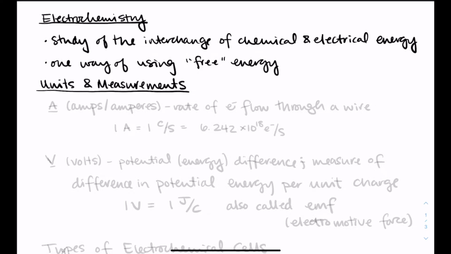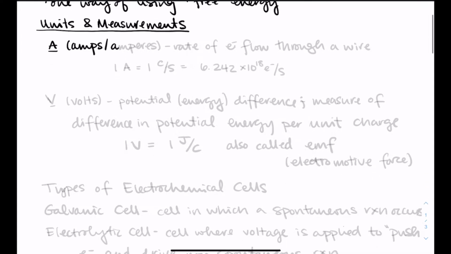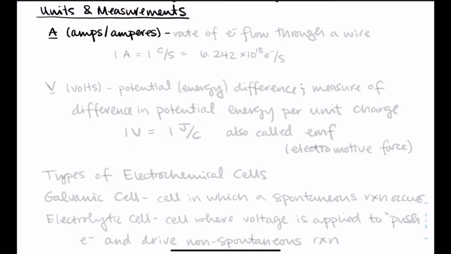So amps, which has a capital A for its unit, is the rate of electron flow through a wire. This is how we're going to get electricity: let electrons flow through a wire. And 1 amp is equal to 1 coulomb per second. So it is per second, right? It's a rate. And then coulombs, that's the charge. So 1 amp is 6.242 times 10 to the 18th electrons per second, based on the charge on an electron in coulombs and the fact that 1 amp is 1 coulomb per second.